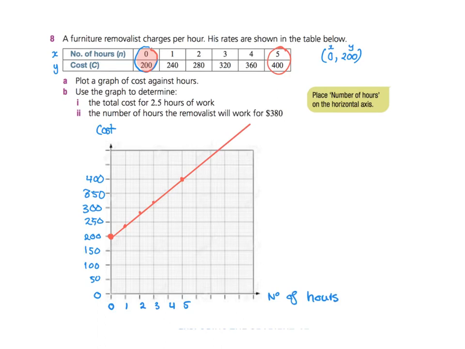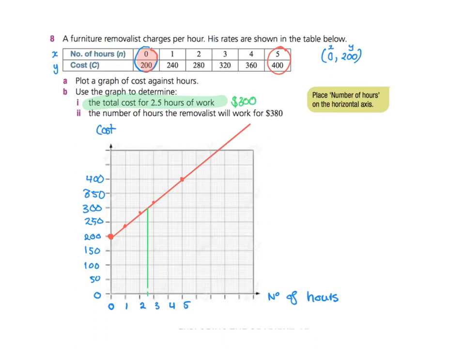Use the graph to determine the cost of 2.5 hours. So I'm doing this question here. I'm going to go over to 2.5 hours, which is here. If I go up there, it hits there. So if we go across here, it's about, what, $300, yes? I've read off the graph.